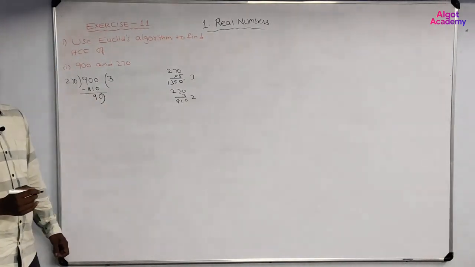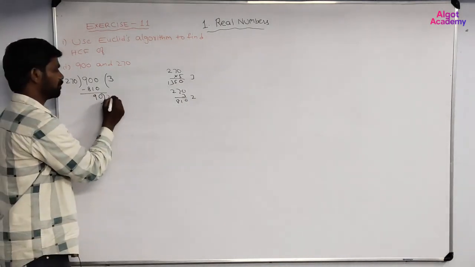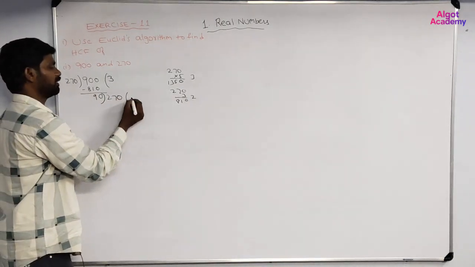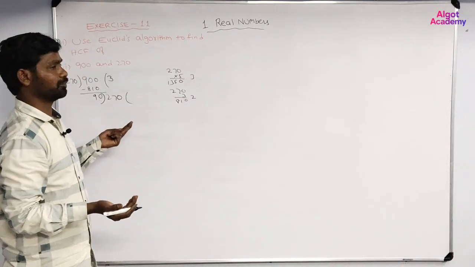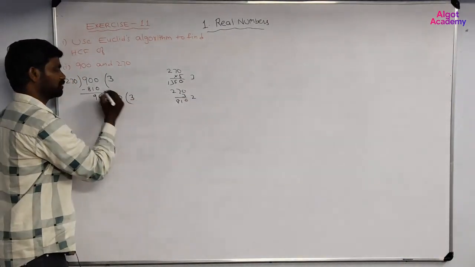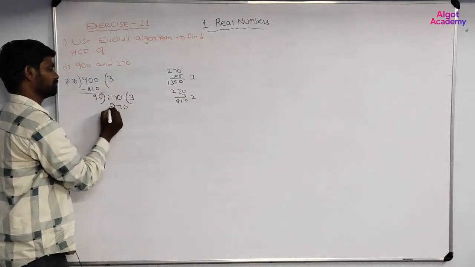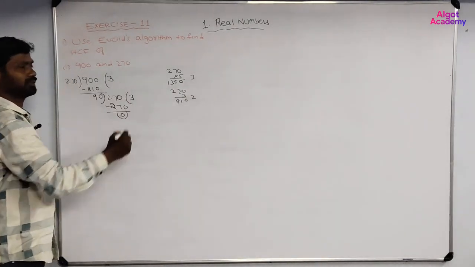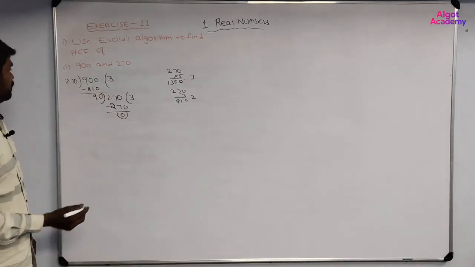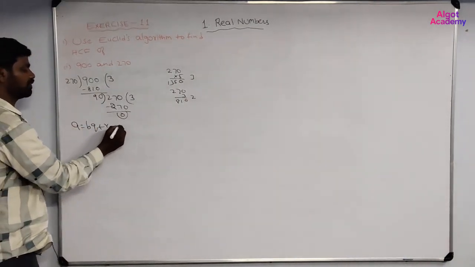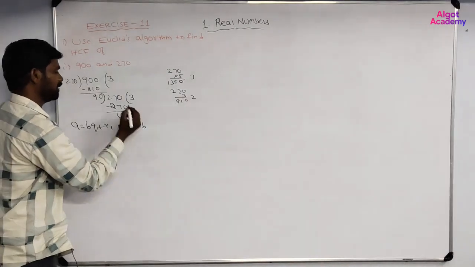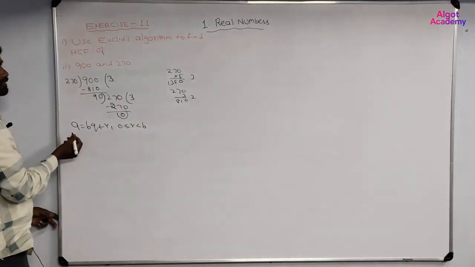90 becomes the divisor and 270 becomes the dividend. 9 table: 9 ones are 9, 9 twos are 18, 9 threes are 27. 90 table means 90 into 3, so it is 270, and the remainder is 0. So let us write in that form, A is equal to BQ plus R, where 0 is less than or equal to R is less than B. Euclid's division algorithm.